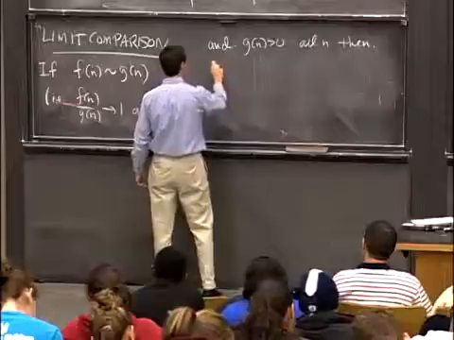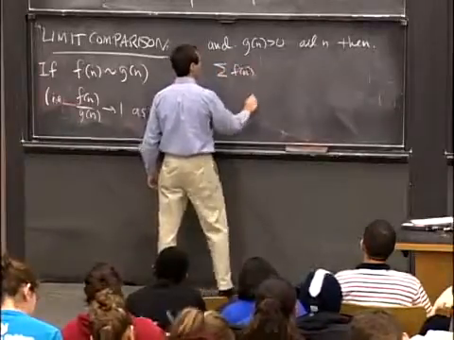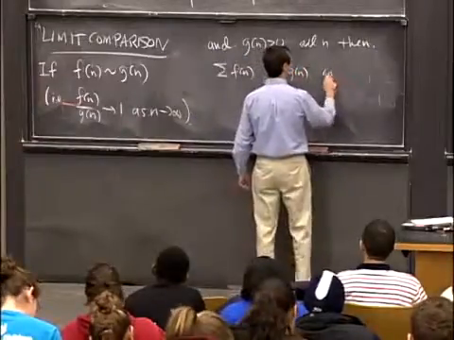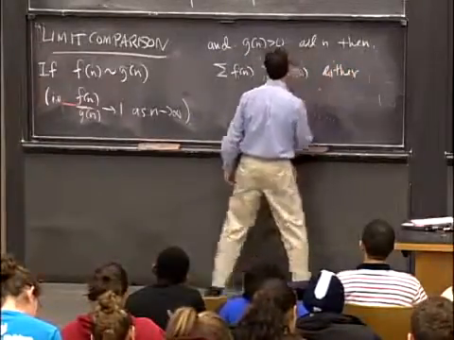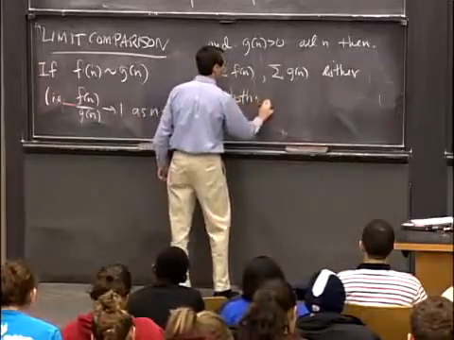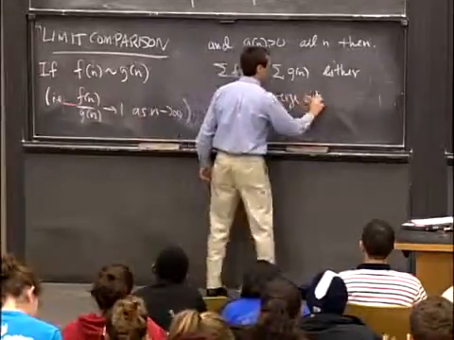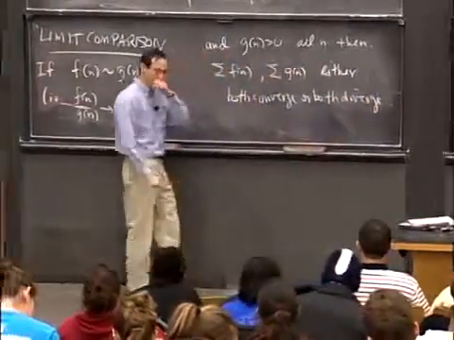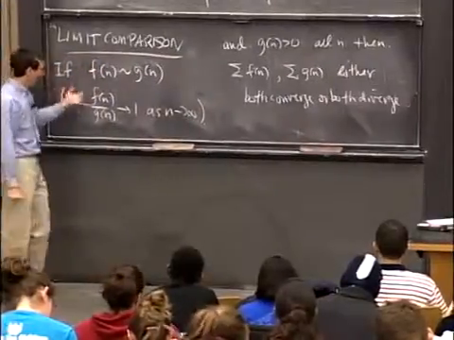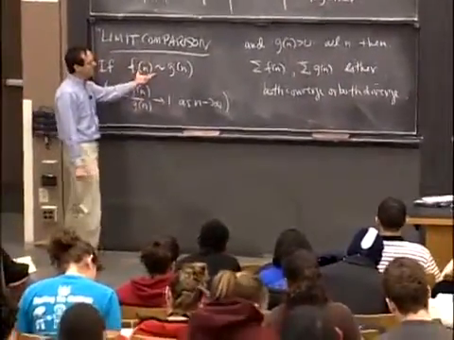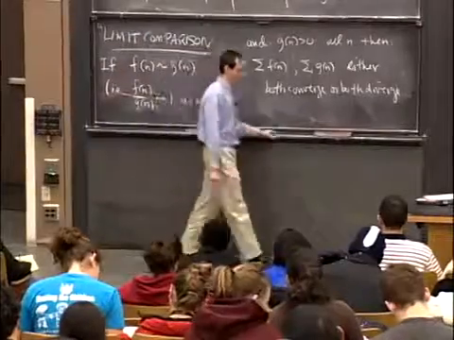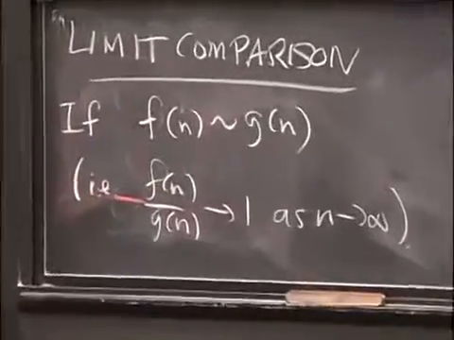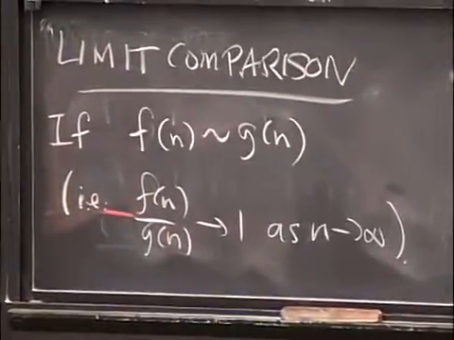Then sum f(n) and sum g(n), same thing as above, either both converge or both diverge. All right. This is just saying that if they behave the same way in the tail, which is all we really care about, then they have similar behavior, similar convergence properties.